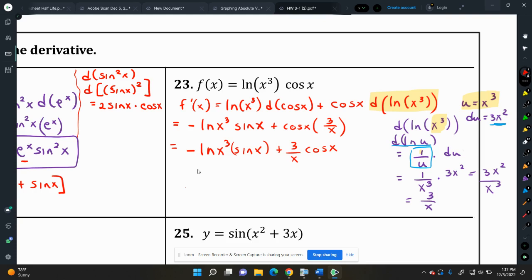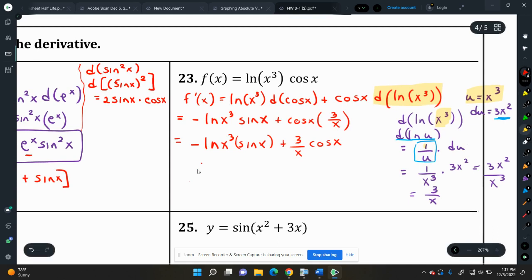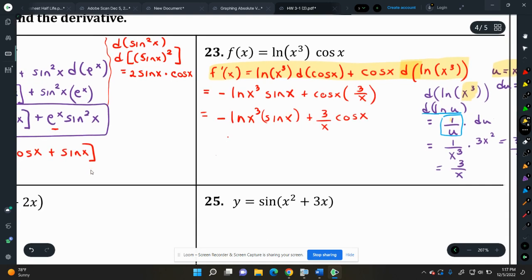Can you put cosine x over? You can do 3 cosine x over x, yes. Just be careful. Don't cancel those x's out. Okay. So notice how I wrote it all out to try to avoid the confusion. I wrote it all out, and then any derivatives that are a little complex, I work with them completely separately. Okay.